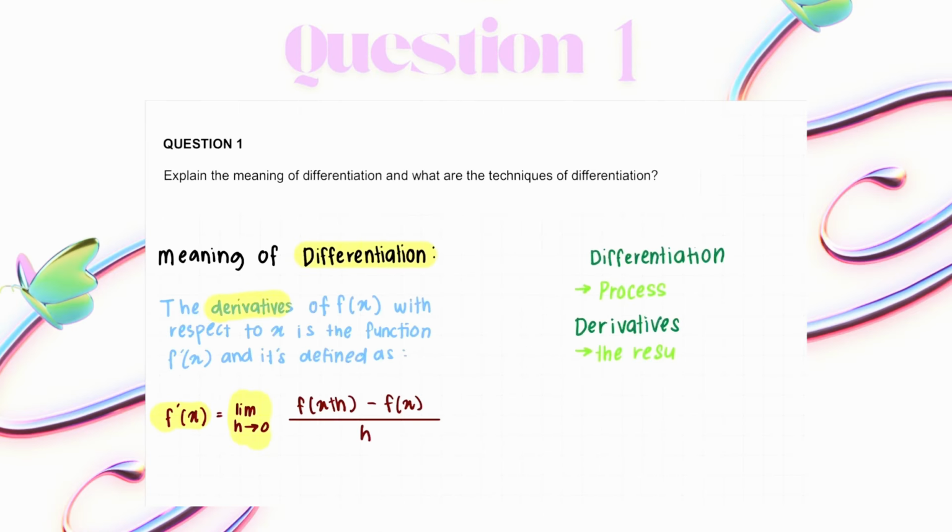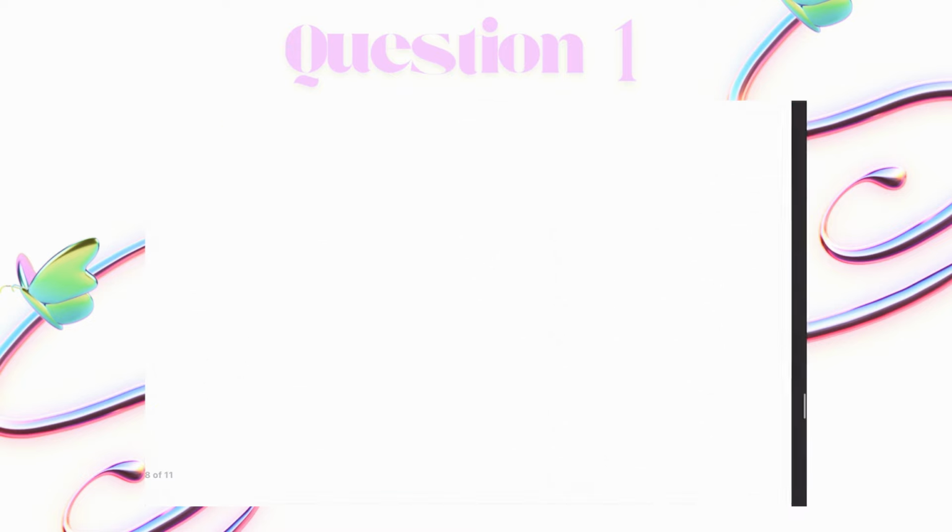Question 1. Explain the meaning of differentiation and what are the techniques of differentiation. Meaning of differentiation is the derivative of f(x) with respect to x is the function f'(x), and it's defined as f'(x) equals the limit as h approaches 0 of f(x+h) minus f(x), divided by h.